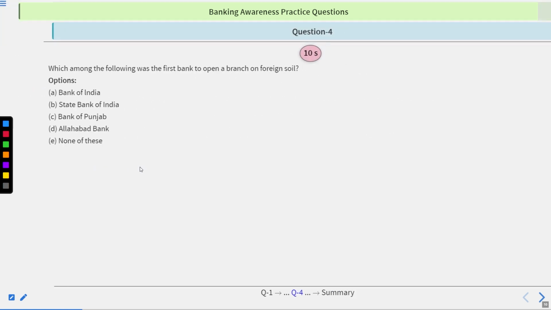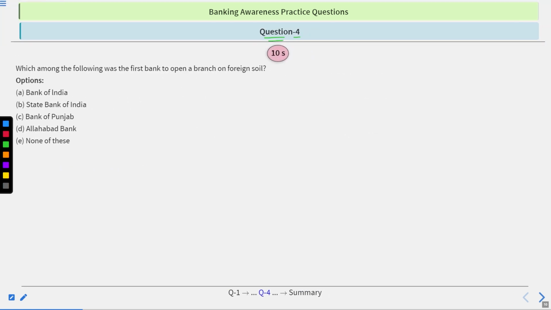Okay. Now, question number 4. Which among the following was the first bank to open a branch on foreign soil? You can say Bank of India, State Bank of India, Bank of Punjab, Allahabad Bank, none of these. So out of these, which option is correct as the first bank to open a branch on foreign soil? To answer this, you will have 10 seconds. Time starts now.